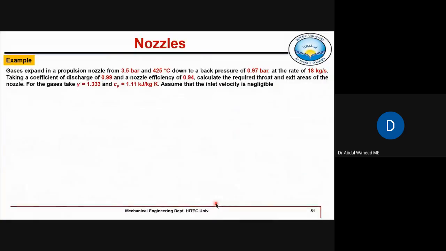So now let's solve a numerical problem. In this problem, we shall not be assuming isentropic flow. So we have to account for the actual flow, or the losses inside the nozzle. Gases expand in a propulsion nozzle, normally the nozzle which is attached to jet engines or rocket engines, from 3.5 bars and 425 degrees Celsius to a back pressure of 0.97 bar.